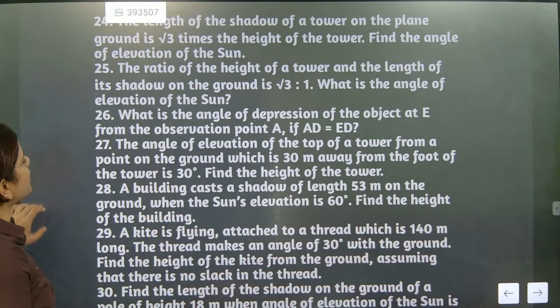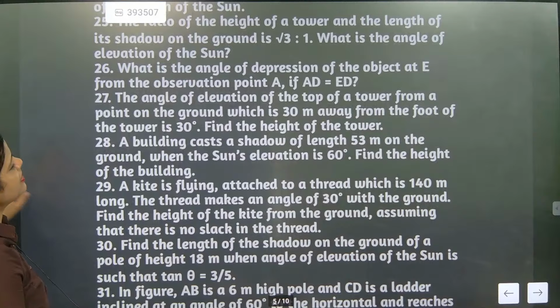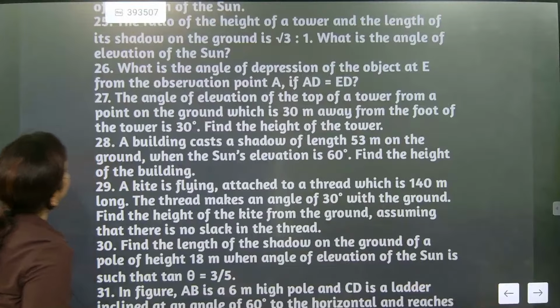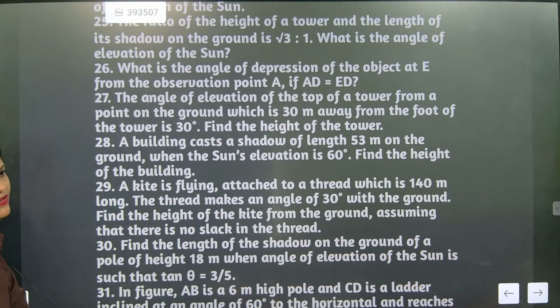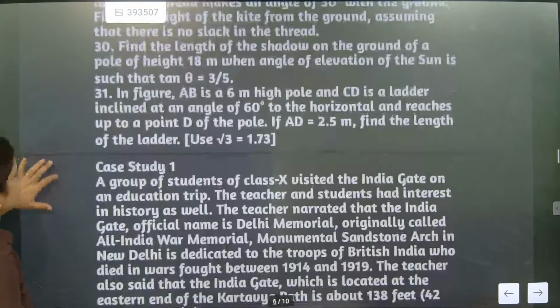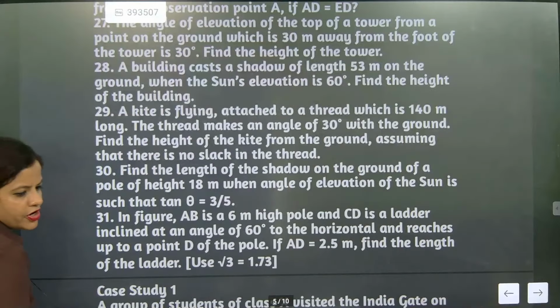Now we will go for question number 27. The angle of elevation of the top of a tower from a point on the ground which is 30 meter away from the foot of the tower is 30 degree. Come on, solve this question. Hey, you people are not solving. Draw and solve 27, 28, 29, 30. After 31, we will go for case studies.